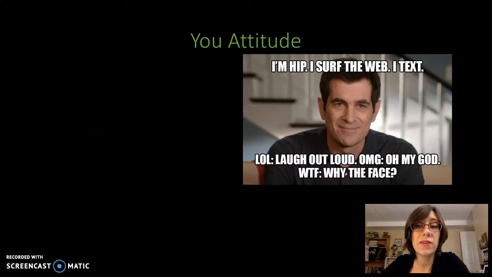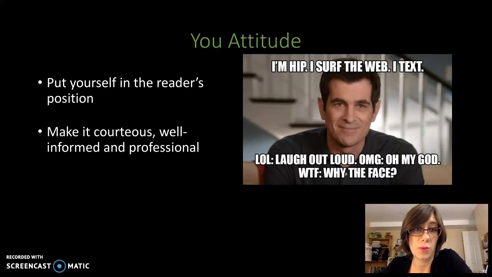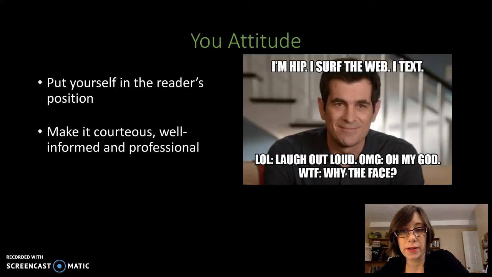In your letters, even your complaint letters, I want you to achieve the you attitude. This means putting yourself in the reader's position, writing with the reader's concerns and thoughts and priorities in mind. When you're writing your complaint letter, imagine receiving this complaint letter. Would it make you angry? Would it offend you? If so, you want to change your tone.